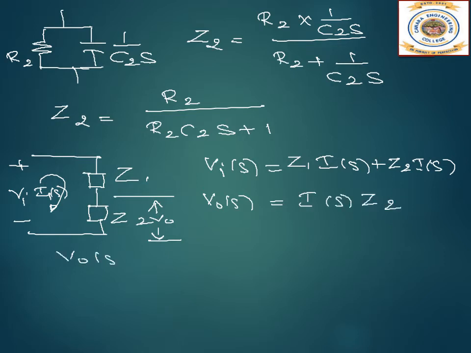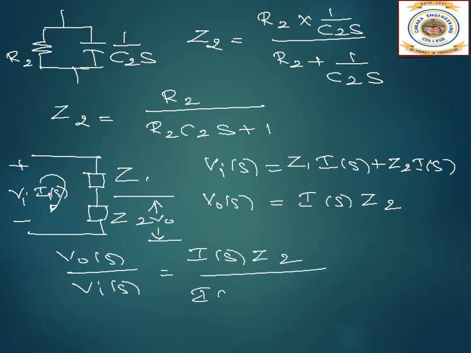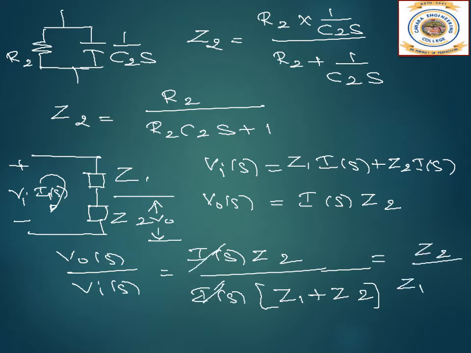So V0 of S by Vi of S will be, if I take I of S common, I of S into Z2 divided by I of S into Z1 plus Z2. You can cancel out I of S and I of S, right? So we get Z2 by Z1 plus Z2. Now let us substitute for Z1 and Z2. When I substitute for Z1 and Z2, V0 of S divided by Vi of S.